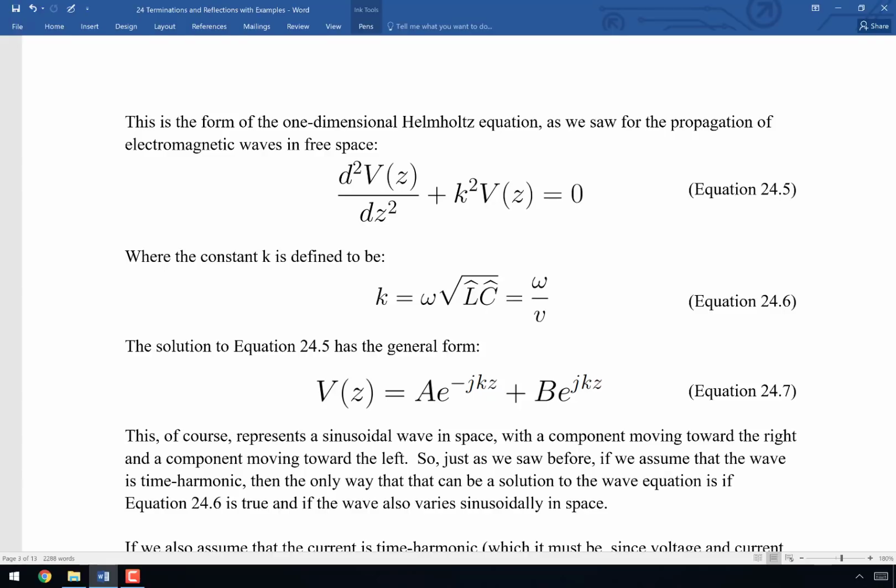So as I mentioned, we know the solution to the Helmholtz equation, and it is a general form that has a right moving wave or a positive moving wave. This one is moving in the positive direction, and then there's a negative moving wave, and that one's moving in the negative direction. So that's a sinusoidal wave in free space. E to the jkz, or e to the negative jkz, is going to be sinusoidal in space with a component moving to the right and a component moving to the left.